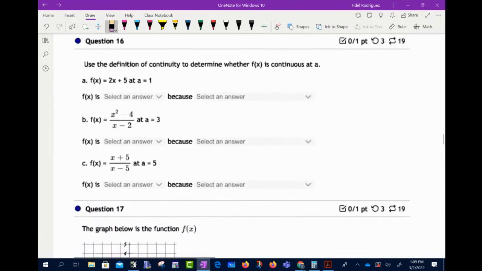Okay, so use the definition of continuity to determine whether f of x is continuous at a. In this case, we're looking at f of x equals 2x plus 5 at a equals 1. Okay, what do you think? Would it be continuous? Let me ask you a question. What would the graph of this look like? It'd be a straight line, okay? Wouldn't a straight line be continuous? Yeah. So we would say continuous, right?